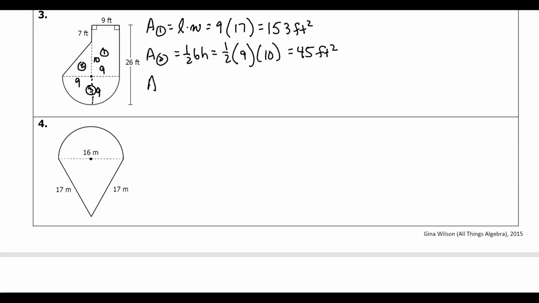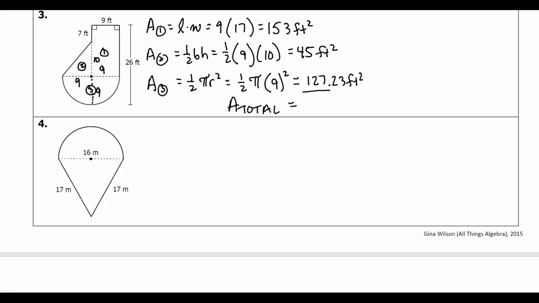And then the area of 3 is a semicircle, so that's going to be half of pi r squared. Because the circle is pi r squared and we only have half of it, so we'll do a half. Remember, in your calculator, for half, you could just plug in 0.5. So that's going to be a half times pi. If your calculator doesn't have a pi button, just use 3.14. Our radius is 9, and that's squared. And that should give us about 127.23 feet squared. So our area total, we're going to add these up, and we should get 325.23 feet squared.